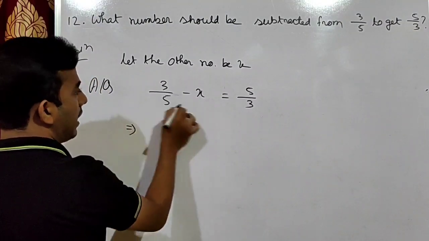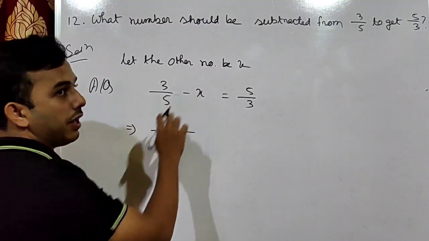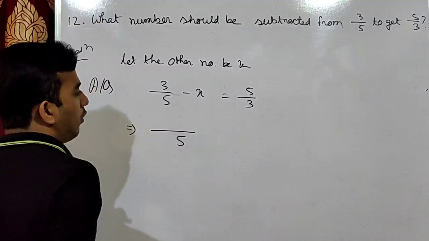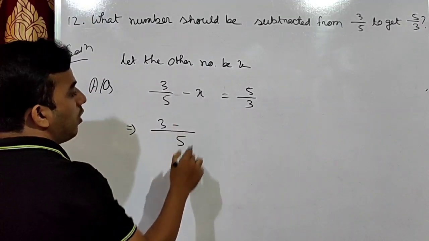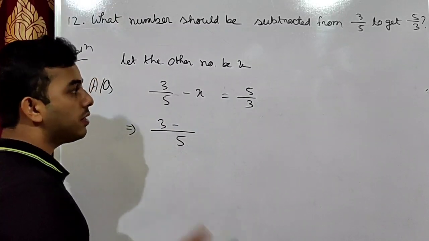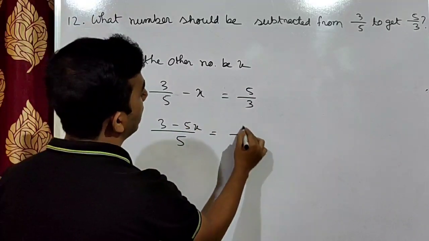Now we have to take LCM and then we have to solve. So here it is 5, here is 1, x divided by 1, so its LCM is 5. Now 5 divided by 5 is 1, so 1 into 3 is 3. Now 5 divided by 1 is how much? 5 divided by 1, it is 5. 5 into x is 5x. Up to this clear? Very good.